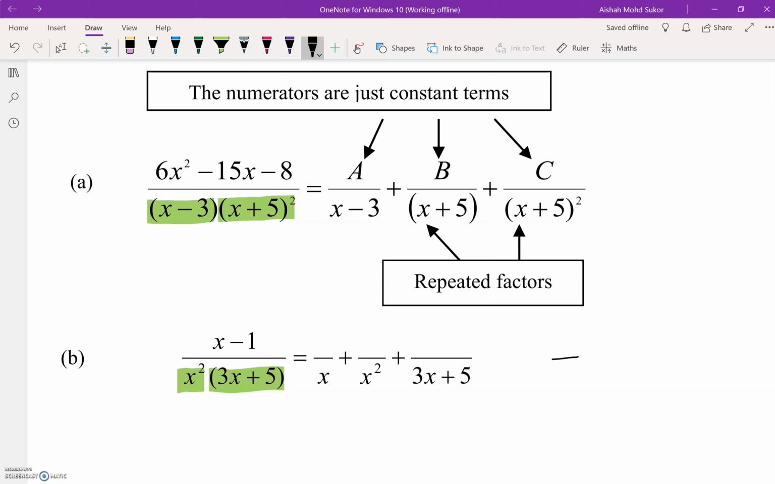Say that we have a denominator of x cubed, then the partial fraction will be x, plus x squared, plus x cubed. Now we go back to our example. So if we have a linear factor or a repeated linear factor, the numerator will be a constant. So here the constants will be a, b and c.